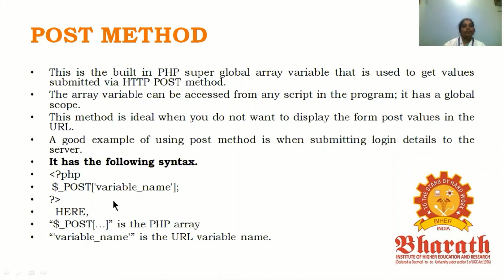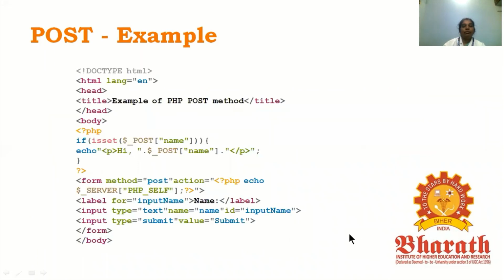See the syntax for POST. This is the POST, and the variable name you can give. See the example for the POST method, like the GET method. So here, instead of GET, I have used POST. The global variable retrieves the value of the name variable. Actually, see here the isset function. If there is a POST global variable, it retrieves the value. If it is set, it displays, right? It displays hi and the name.